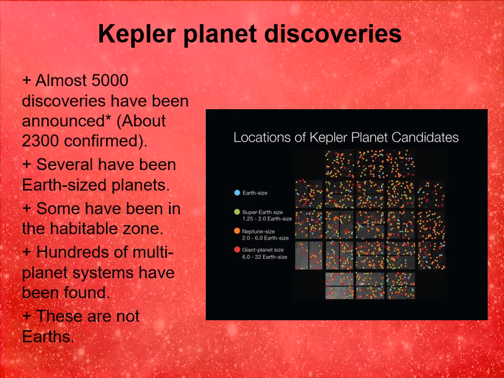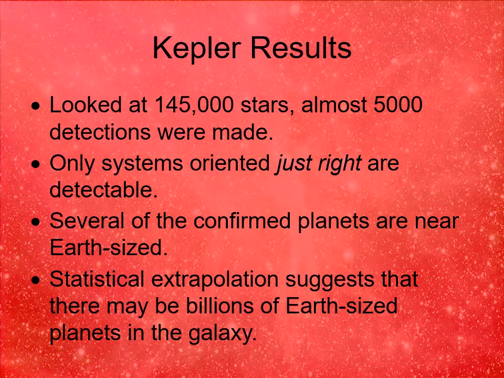Since then, about half of those have been confirmed to be actual planets. And some of them have been in the right distance to what we could consider a habitable zone. I'll talk more about that later. They're not really habitable planets. But of the 145,000 stars studied, about 5,000 of them.